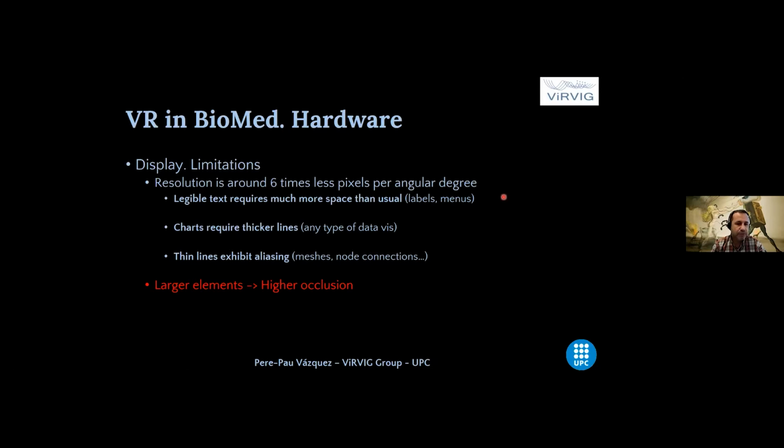So the first thing that happens is with text. Text requires much more space than usual. If you want to put labels, if you want to put menus, then you require more space in order to make this legible. Also, when we render data in the form of charts, we also require thicker lines. So it means that the charts will be bigger. And if we render things such as meshes, node connections, again, we have to draw thicker lines, otherwise we have aliasing. So in general, when we are adding a label or adding a menu, since it has to be big, it will occlude part of your scene.